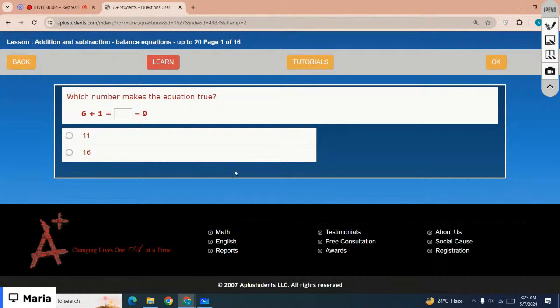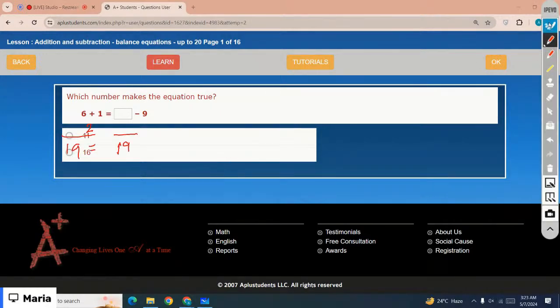Which number makes the equation true? So 6 plus 1 is 7, right? 6 plus 1 equals the missing number minus 9. 6 plus 1 is 7, right? Now you have to find the number that when subtracted from 9 makes the answer 7, which is the correct option.